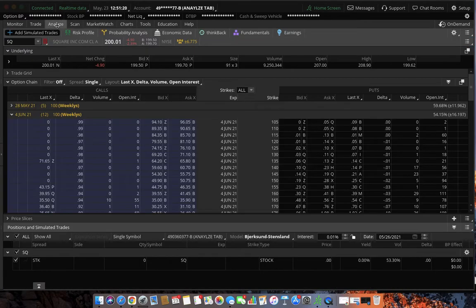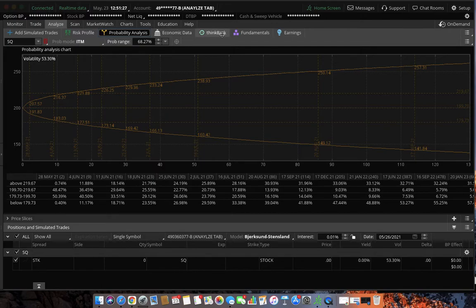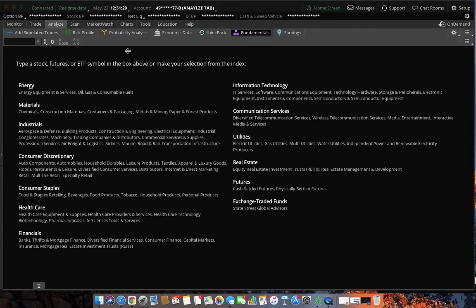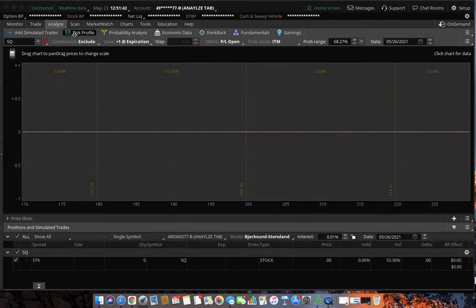When we go to the Analyze tab, it has connected the Add Simulated Trade, the Risk Profile, Probability Analysis, Think Back, and Fundamentals. And no, I'm not going to go through all that with you today. We're just going to go through the two tabs that I use seriously, 90% of the time, almost 100 actually, which are the Add Simulated Trade and the Risk Profile.